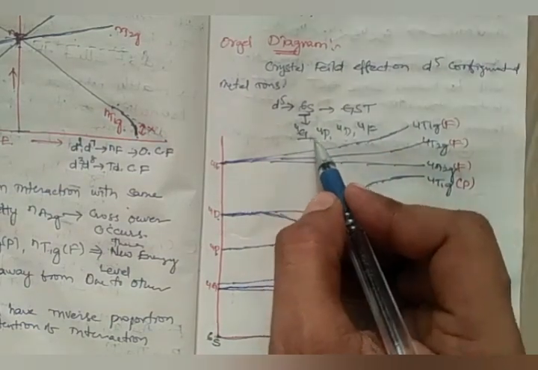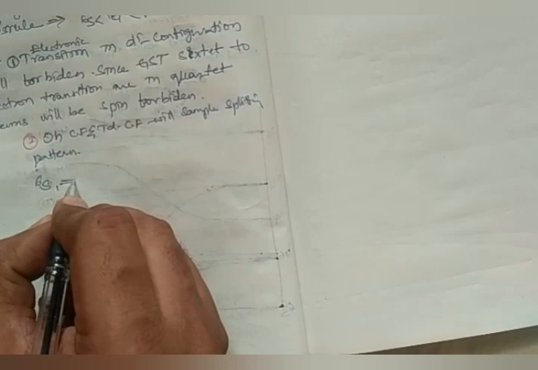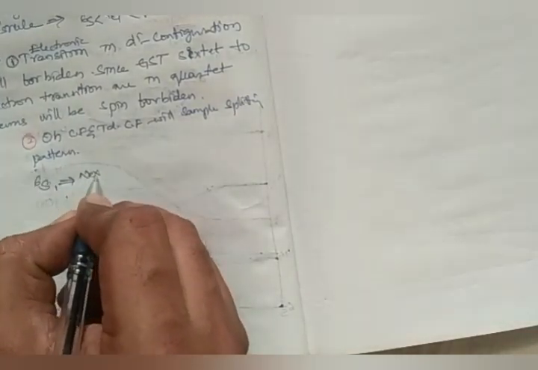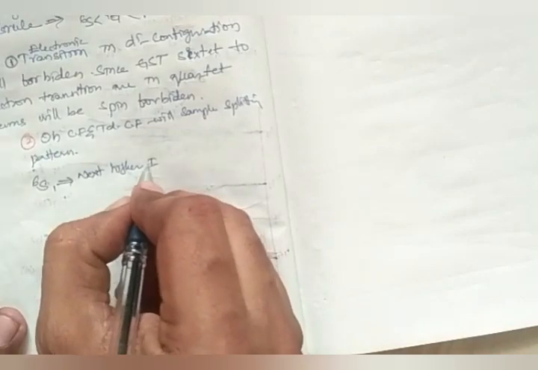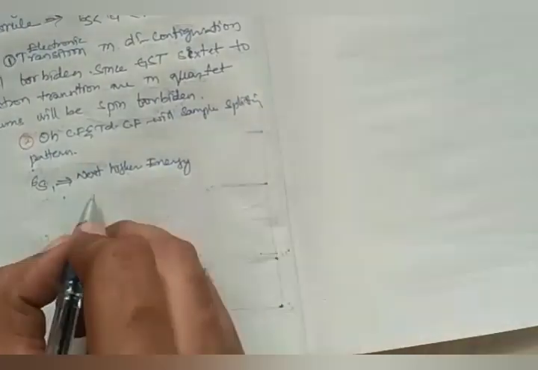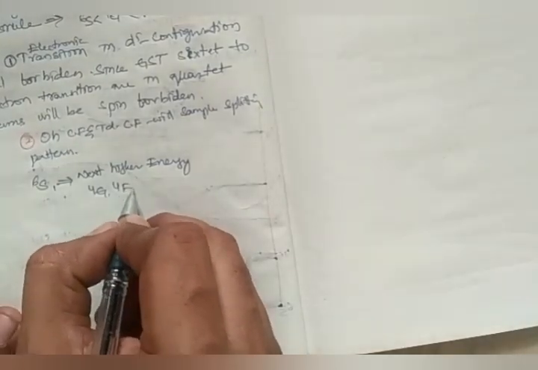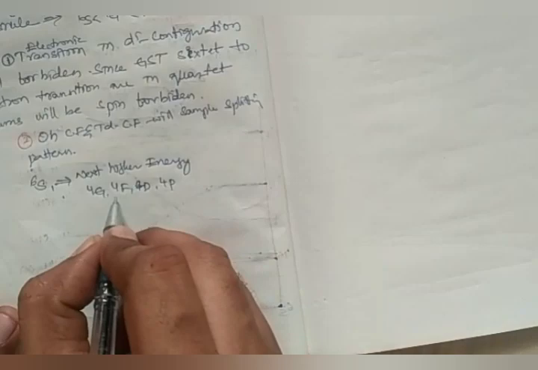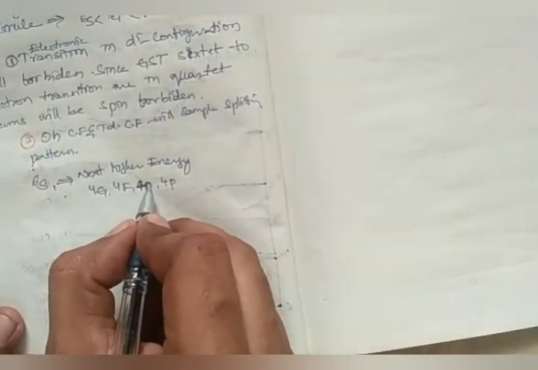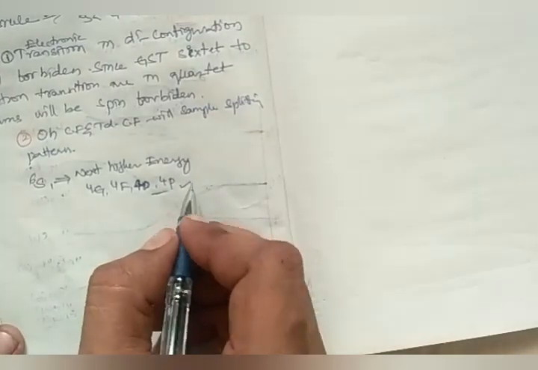Here we will observe the 4 next higher energy terms. From the 6S state, the next higher energy terms are 4G, 4F, 4D and 4P. These 4 quartet spin multiplicity states are observed, right?